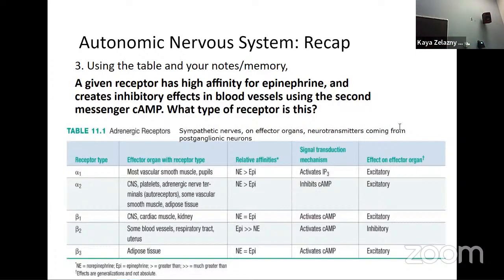So this receptor, we know this is a receptor receiving sympathetic innervation, has high affinity for epinephrine, so it's going to absorb lots of epinephrine, bind to it. Ultimately, it's going to create an inhibitory effect in blood vessels. And the way it's doing that is after we bind to this receptor, we create this second messenger, cyclic AMP. Okay, so using the table, which of these adrenergic receptors are we talking about here? Yeah. Okay. So we are talking about a beta 2 receptor, right?